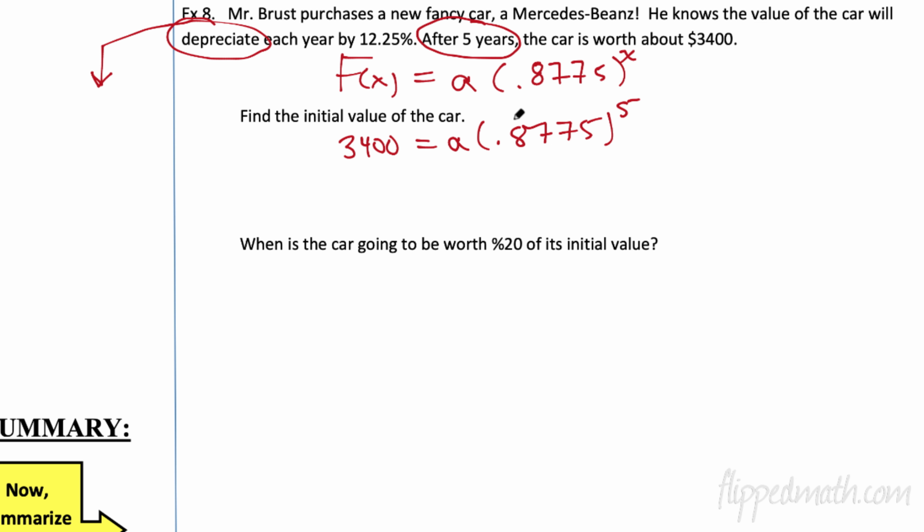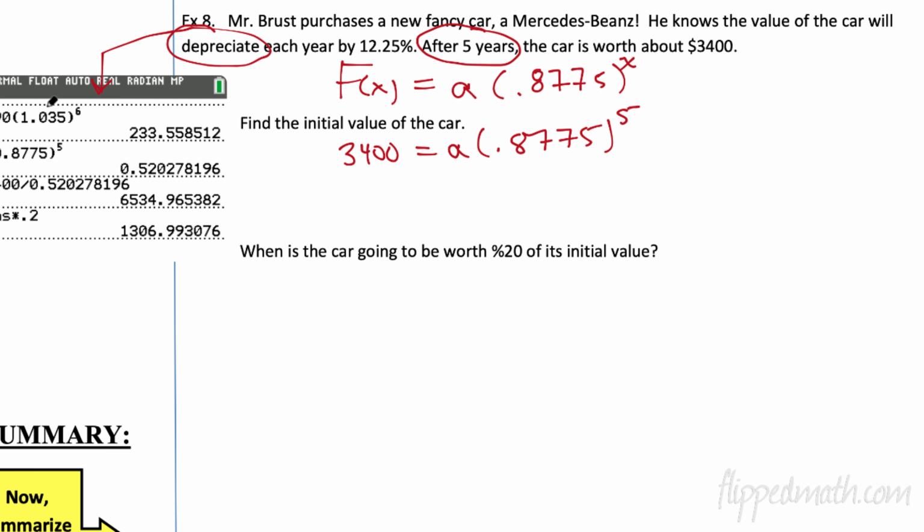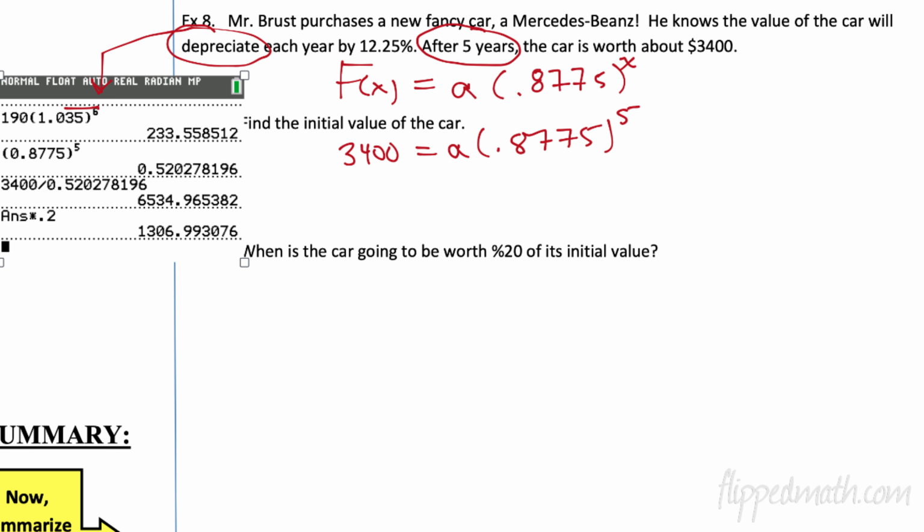So in our calculator, I can multiply this out. I'm going to divide both sides by whatever this number is. Let's figure that out. All right, we did a little math in the calculator. You can see that 0.8775 to the fifth power, that's this number right here. So here's what we're going to do. 3,400 equals a times that number there, 0.52027, ugliness, a whole bunch.